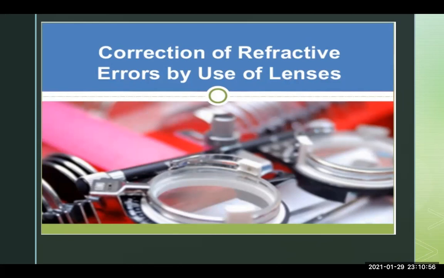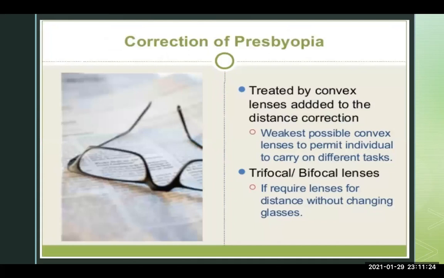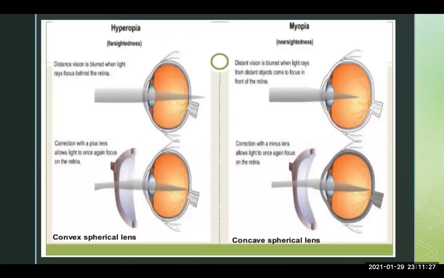So finally, we will move to the correction of the refractive errors. The first line is the glasses, the spectacles, by use of lenses. Hyperopia will be corrected with glasses or spectacle lenses of plus sign, which are convex lenses. Myopia will be corrected with concave spectacle lenses. Before leaving this slide, these are called spherical lenses, convex spherical and concave spherical lenses.